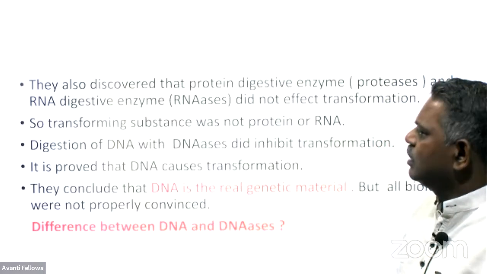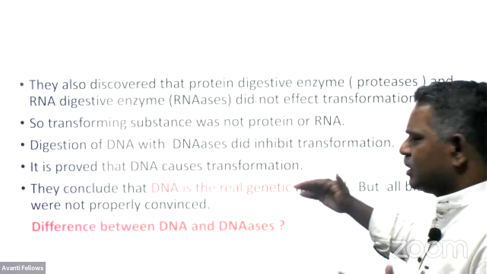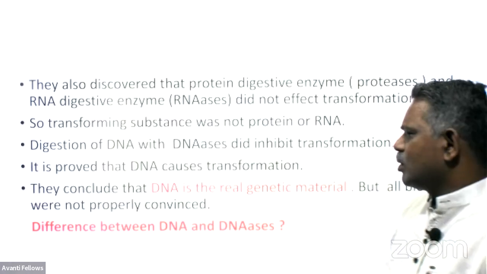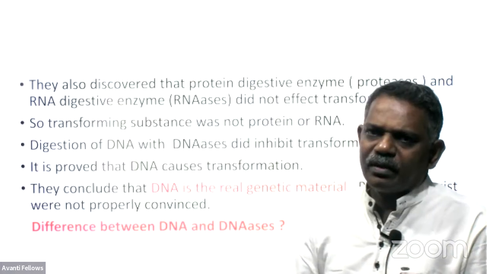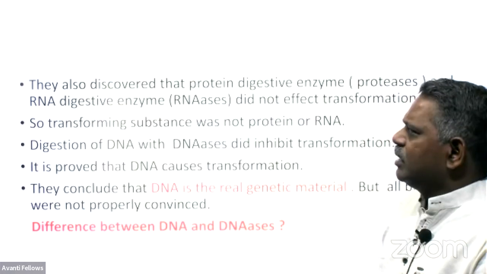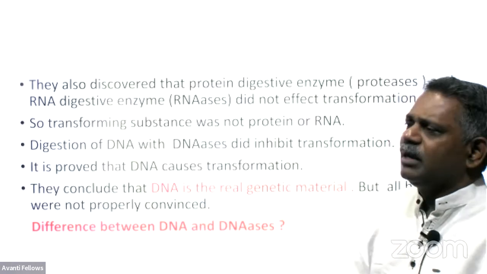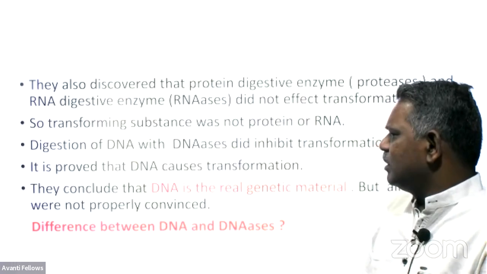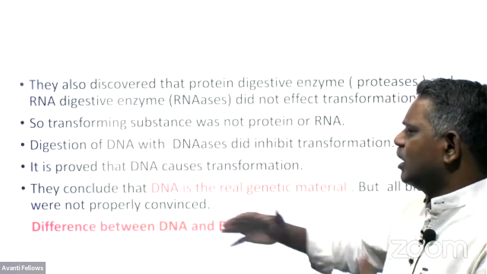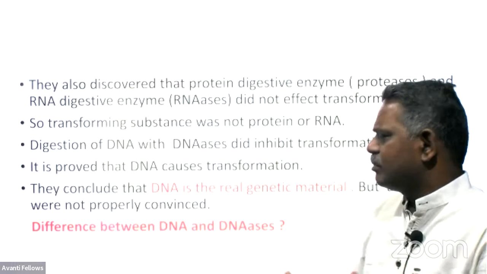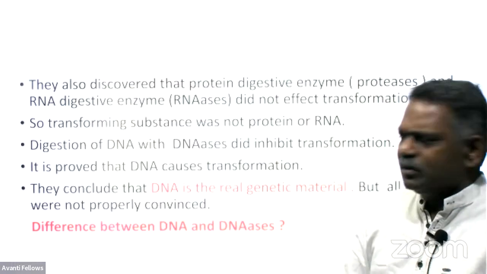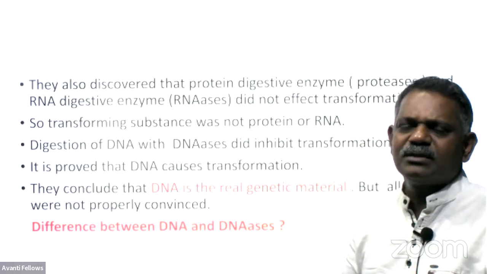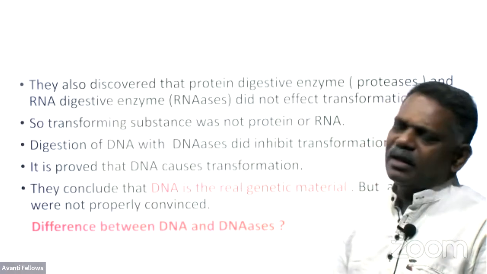They concluded that DNA is the real genetic material, but the biologists were not properly convinced. They had explained the chemical nature of the genetic material in this transforming principle with all these examples, but the biologists of that period were not properly convinced. So what is the difference between DNA and DNases? This question is asked in the textbook.